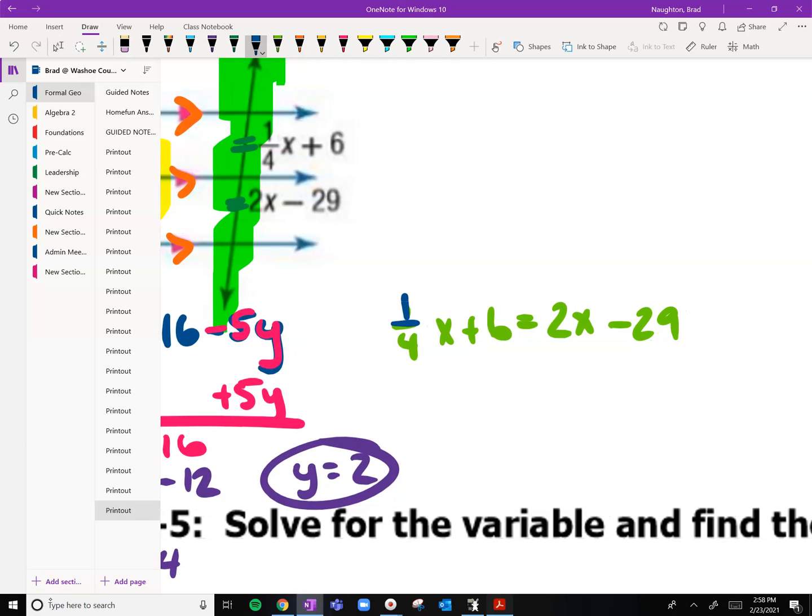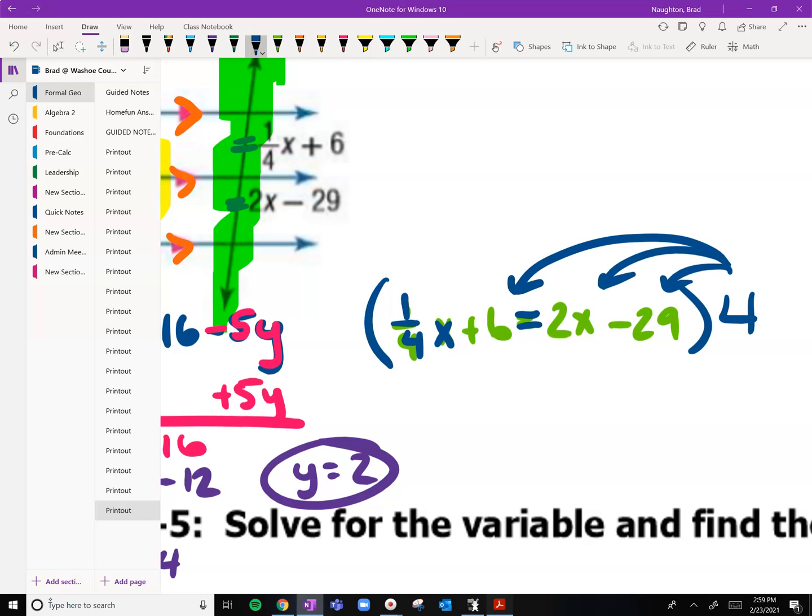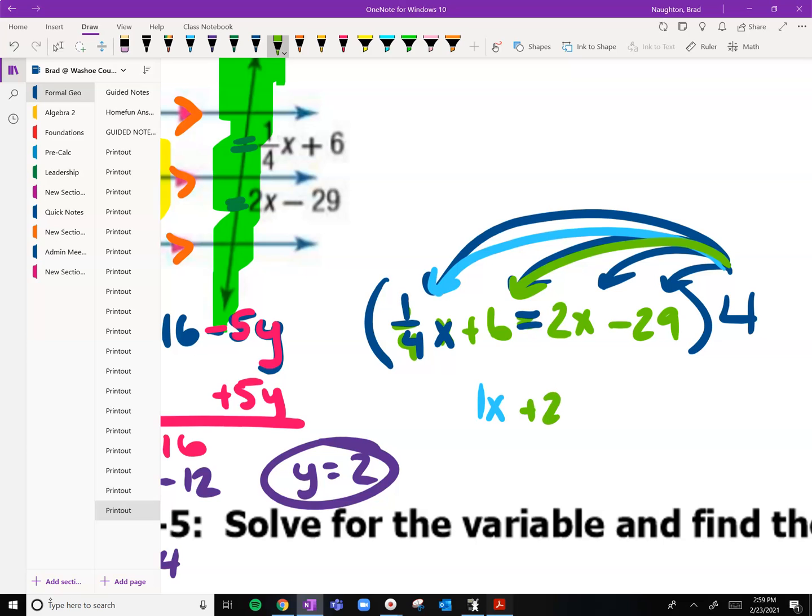Now, I have a 1/4 x. So we can solve this a lot of different ways. One fun way is that because this is an equals, I can multiply everything by 4, and I'm talking about every single thing. And when I do so, ladies and gentlemen, that fraction is going to go away. So if I go to this first term, that's just going to be 4 over 4, which is a 1x. And then if I go to the 6 there, that's going to be 24. And then if I go to the 2x, that's going to be 8x.